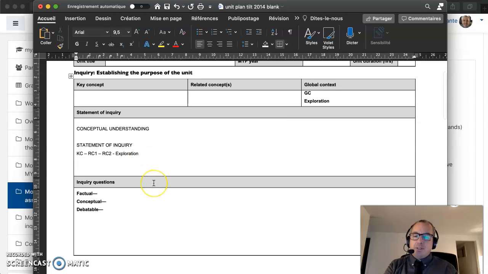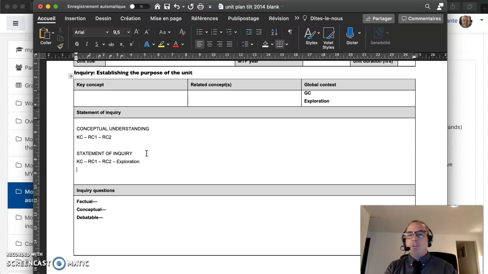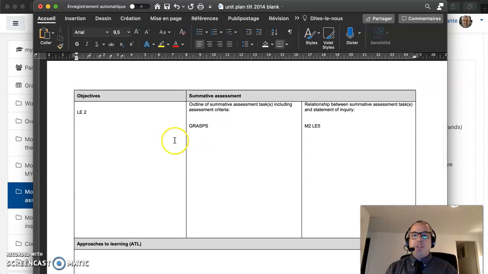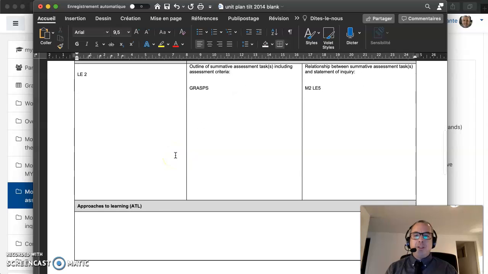I know that it might not have been that clear in module 2 at first. And same thing here in the conceptual understanding, we had the concept, and then in the statement of inquiry we had linked that to the global context through the exploration, okay? So that's something that you already did, so we have already part of it done.